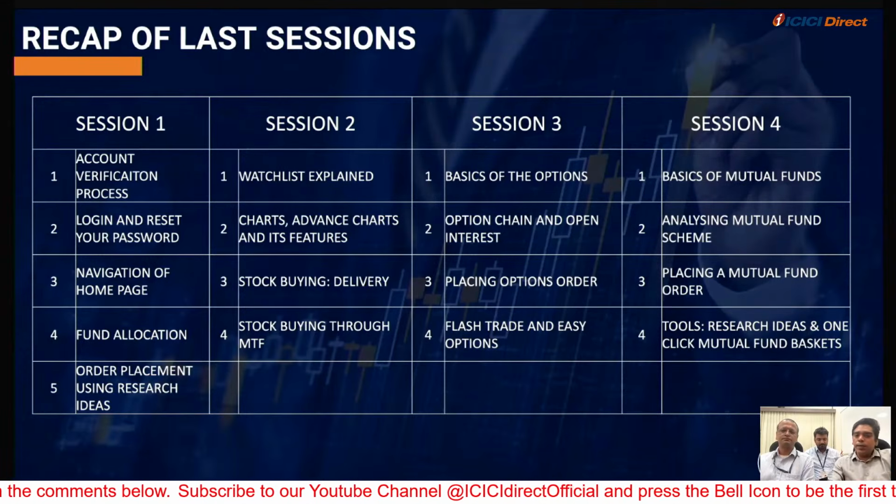Then coming to basics of options, which we covered in our session 3, where we talked about option chain, how to place an option order, what is the benefit of flash trade and easy options. And we also covered some of the research recommendations that we give in our app, right? Then we covered what is mutual fund, how exactly to analyze mutual fund, what are the various metrics that you use, and then how to place the mutual fund order and how to use the research of ICICI Direct to place an order on mutual fund. And then we also talked about various other tools like one click on mutual fund side.